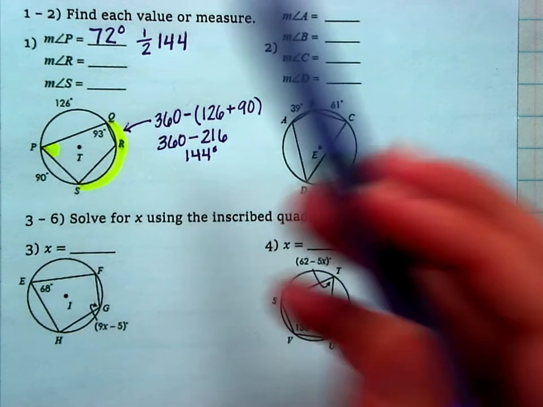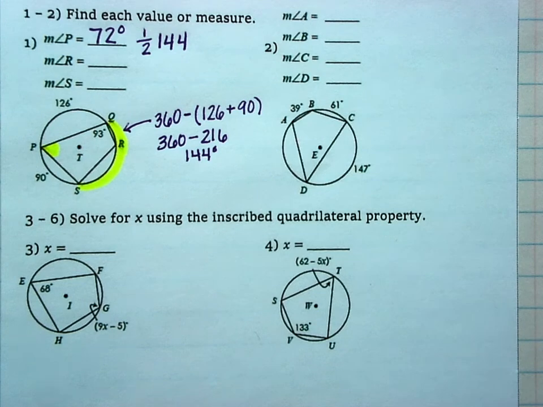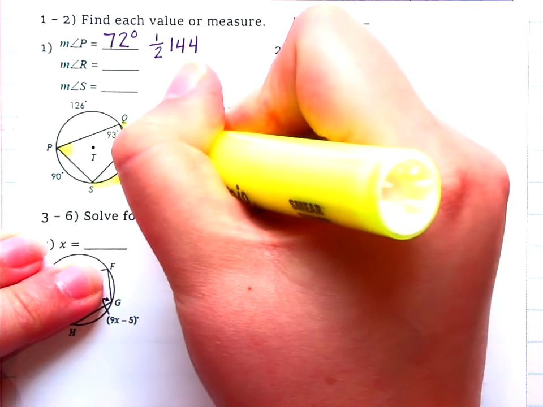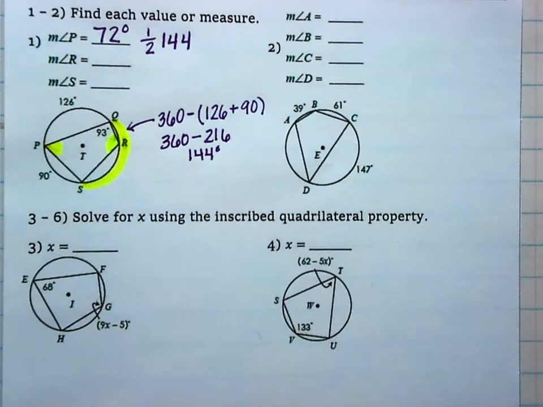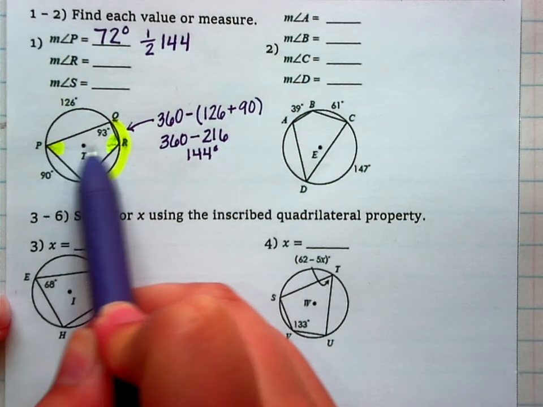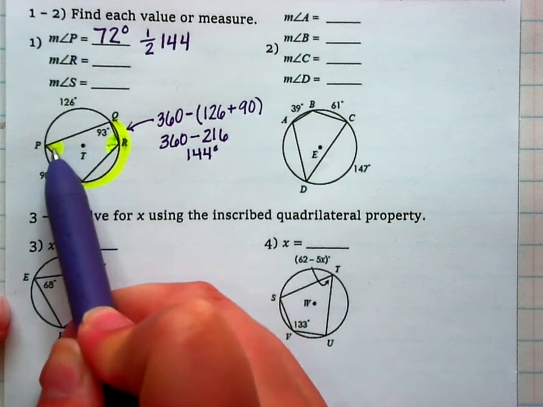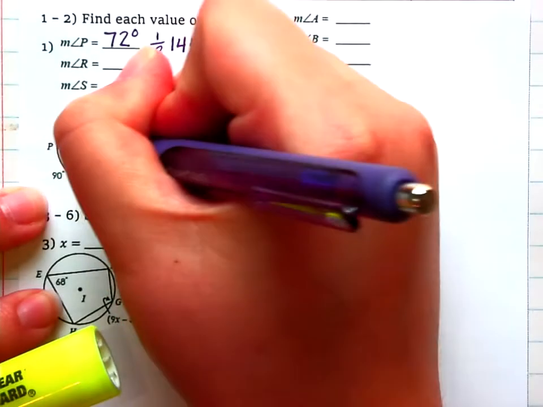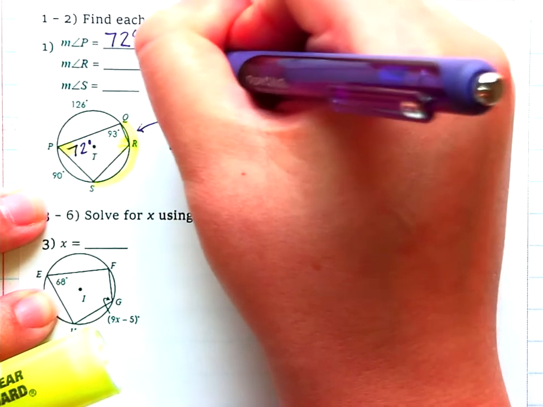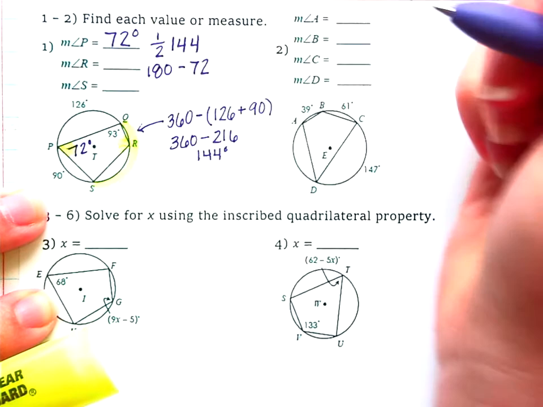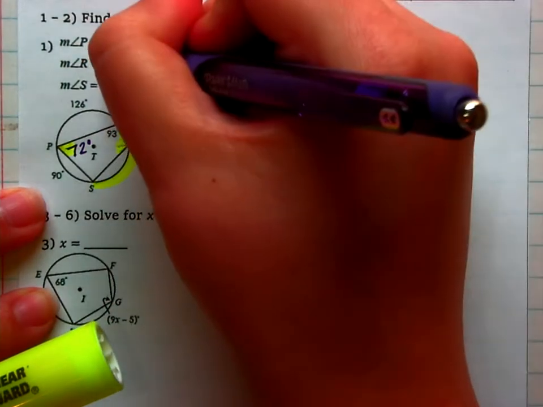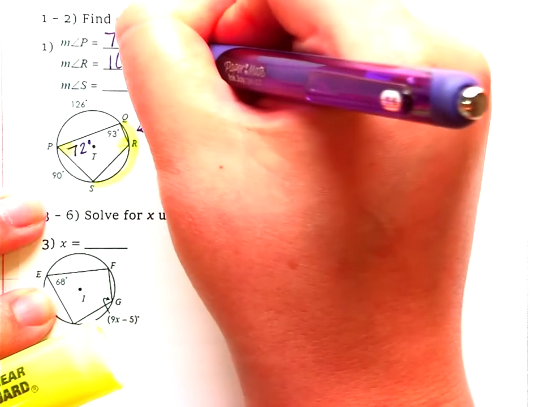Okay, now that we know P, we can figure out angle R. We know that P and R would add up to 180 degrees. They're across from each other. They're opposite angles. So since I know P is 72, I can take that away from 180 to figure out angle R. That makes angle R 108 degrees.